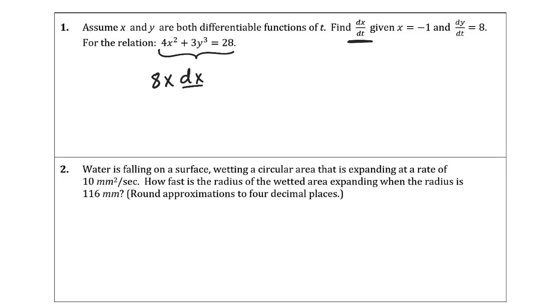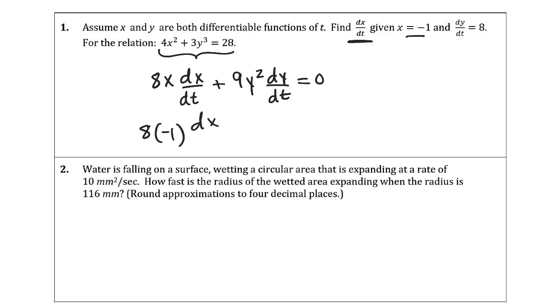Do remember that you find the derivative with respect to time because we are doing related rates. And do remember the derivative of 28 is 0. Now we're going to substitute in what we know. So we have 8 times negative 1. We're looking for dx/dt plus 9, and we don't have a y value given to us, so we have to substitute in negative 1 to find that.